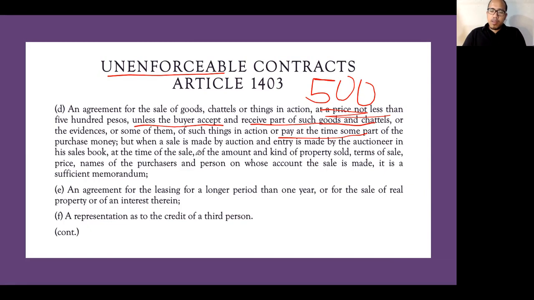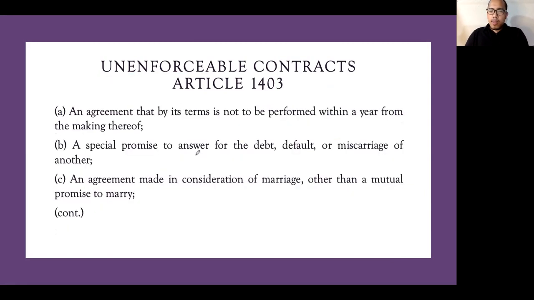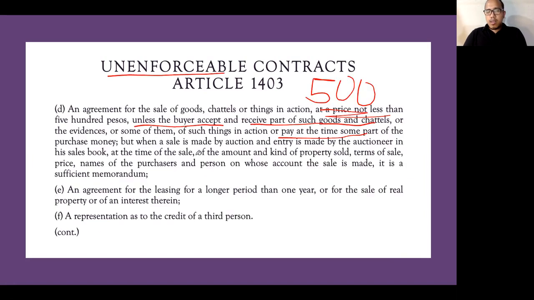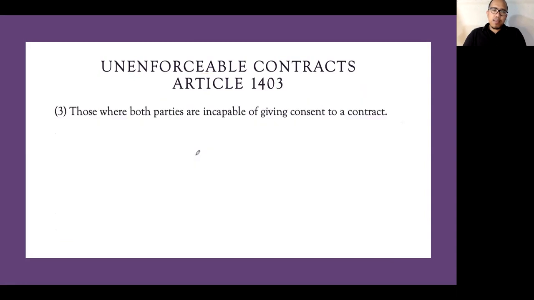mga unenforceable contract. Ulit, yung performance ay 1 taon pa, guarantee to answer for the debt, default, or miscarriage of another, an agreement made in consideration of marriage, sale of real or personal property with a value of not less than 500, agreement to enter into a lease contract with a period of more than 1 year, sale of real property, and then representation as to the credit of another person. These are unenforceable contracts. And then finally, anong last reason para maging unenforceable ang contract?